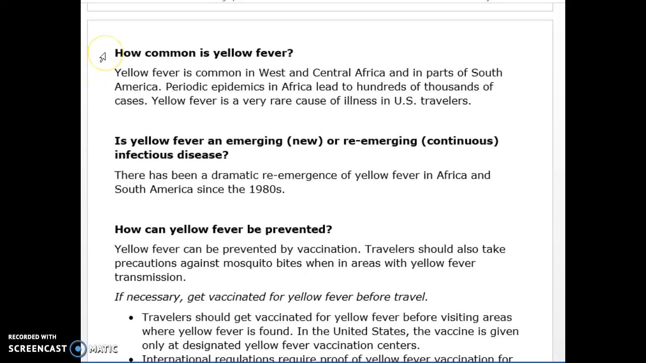How common is yellow fever? Yellow fever is common in West and Central Africa and in parts of South America. Periodic epidemics in Africa lead to hundreds of thousands of cases. Yellow fever is a very rare cause of illness in United States travelers. Is yellow fever an emerging, which means new, or re-emerging, infectious disease? There has been a dramatic re-emergence of yellow fever in Africa and South America since the 1980s.